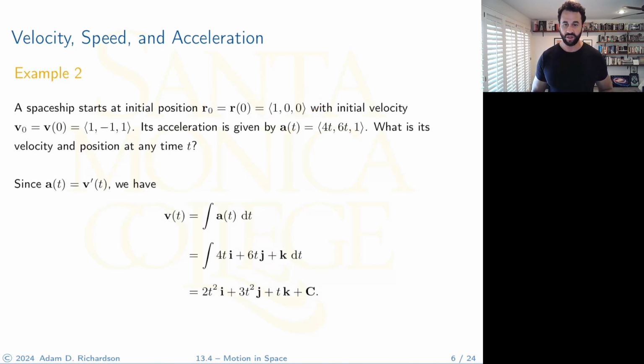So first we need to integrate our acceleration vector. Acceleration is given by this right here, written in terms of the standard basis vectors i, j, k. And then you can integrate it just like you remember from Calc 2, with simple single variable integration. That's the antiderivative of 4t, that's the antiderivative of 6t, and that's the antiderivative of 1.